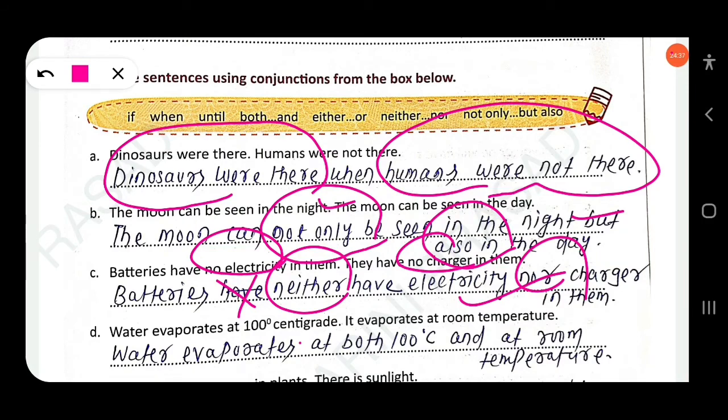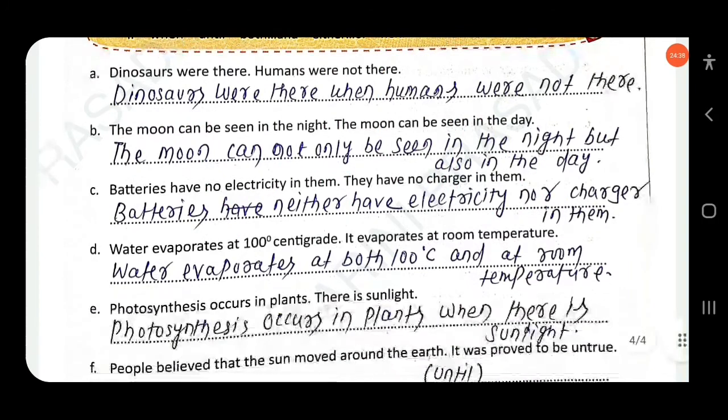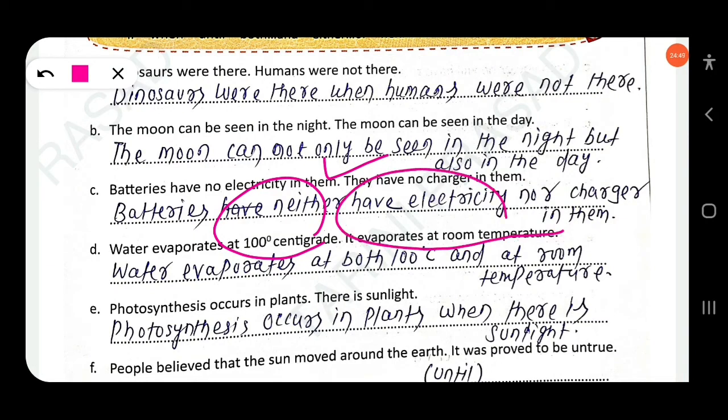Then next, water evaporates at 100 degrees centigrade. It evaporates at room temperature. Yes, this is scientific truth. So here water evaporates at both 100 degrees Celsius and at room temperature. That means you have to use both and.